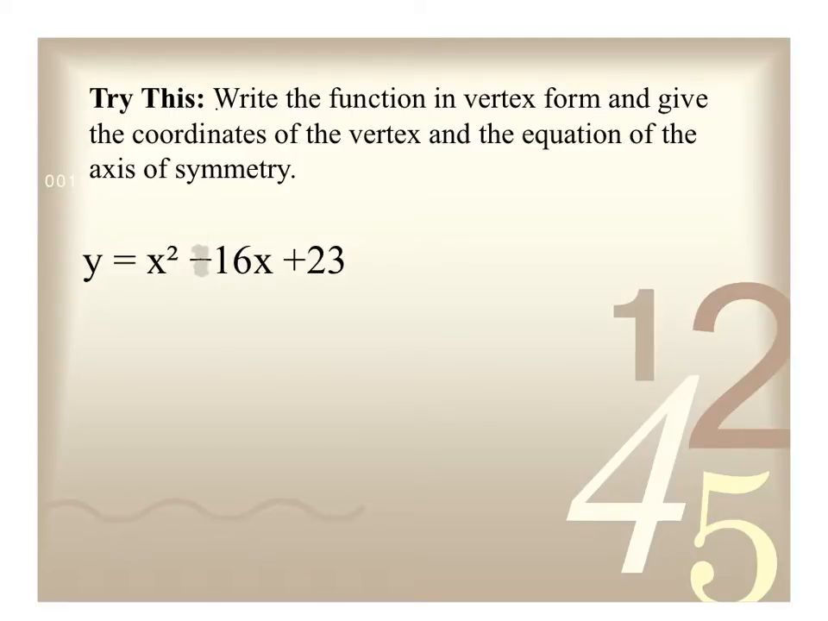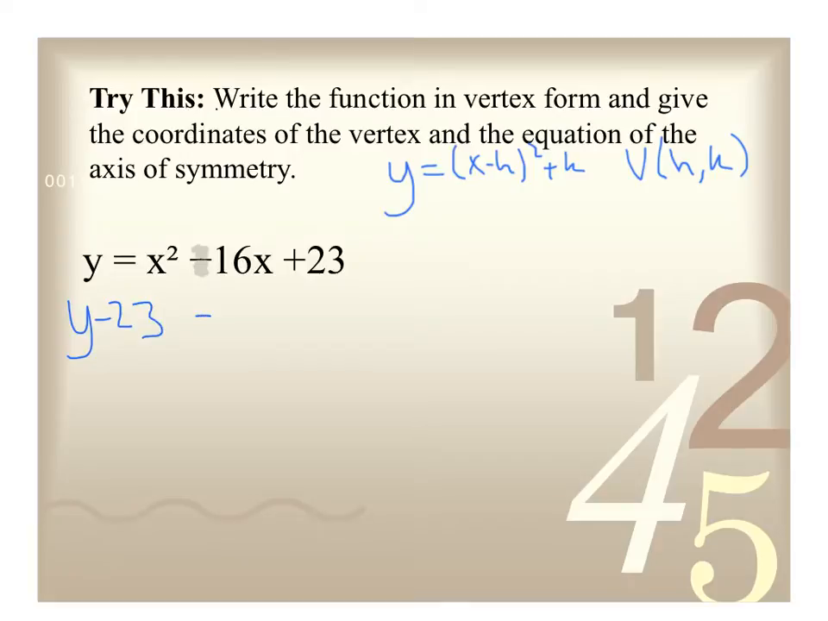Well, let's start by writing down our vertex form. y equals x minus h squared plus k, where our vertex is h comma k. I like to have this down here because this gives me a goal, what I'm trying to make my equation look like. I'm trying to change my equation to look like this while still remaining the same equation. So first thing I need to do, I'm going to get my x's on one side, my y and the number on the other. So I'll have x squared minus 16x.